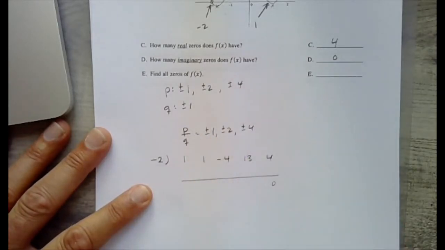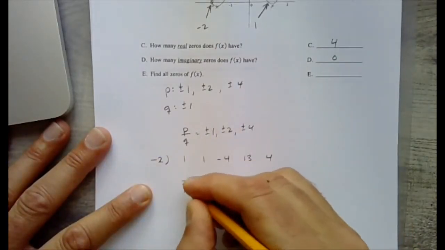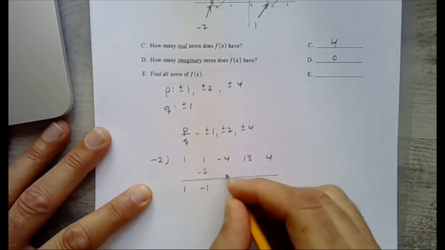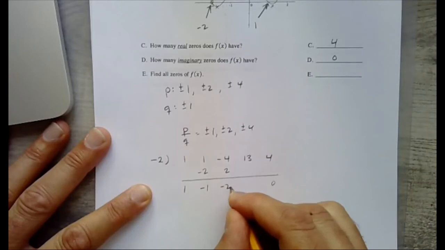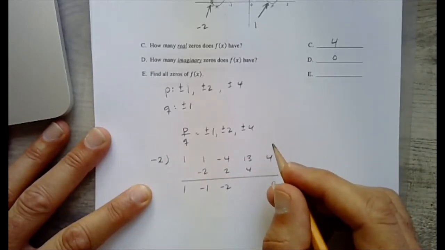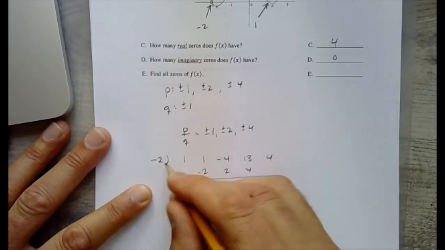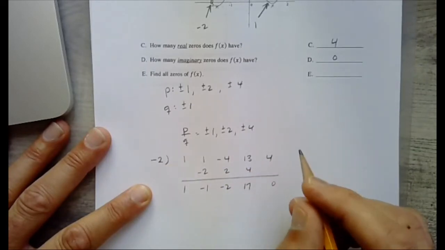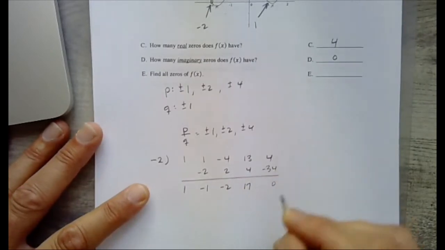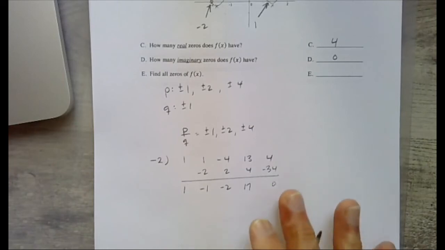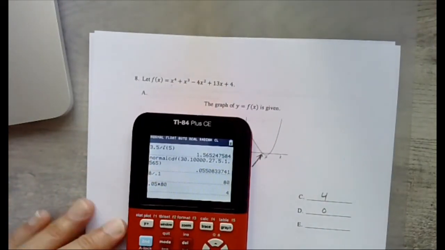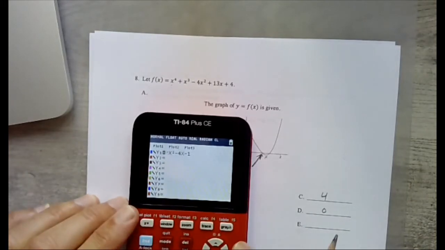All right, so bring down the 1 times negative 2, add, multiply, add, multiply, add, and multiply. I think I got a mistake on this problem. Let's see if that's actually the graph. I think I screwed this one up. Okay, let's see if that's actually the graph.